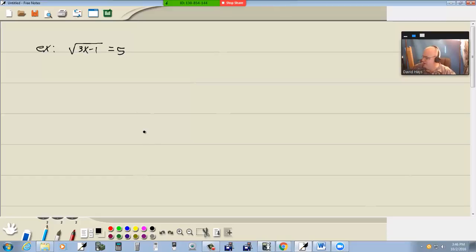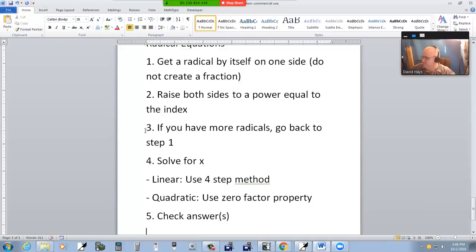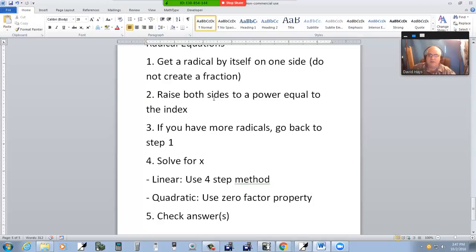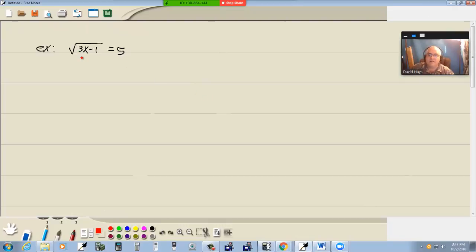Here we got square root of 3x minus 1 is equal to 5. So our first step says get a radical by itself on one side. We have a radical by itself on one side. There's nothing in front of it, nothing after it. We just got the square root. Step 2 is raise both sides to a power equal to the index. The index is whatever number is in the slot right here. And if there is no number there, then it's by default 2. So we're going to square both sides.